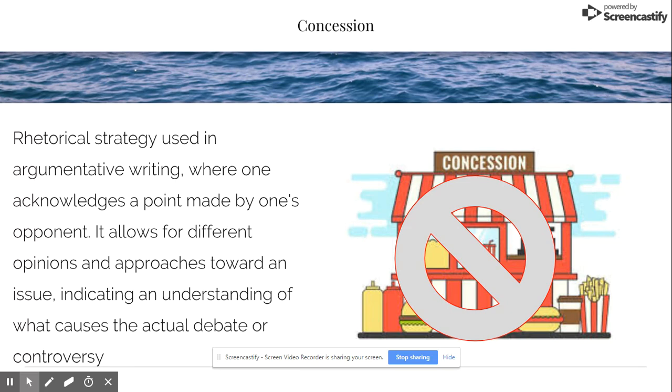It makes them appear more credible when you give acknowledgement to people who would think differently than you do. It makes you seem like you're much more widely read. It makes you seem like you're much more knowledgeable about the issue when you include a concession in your writing.